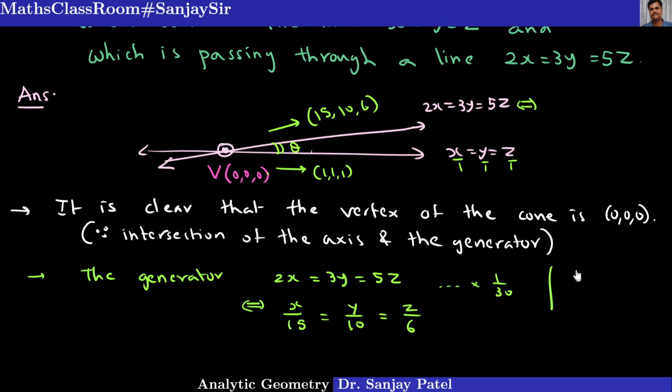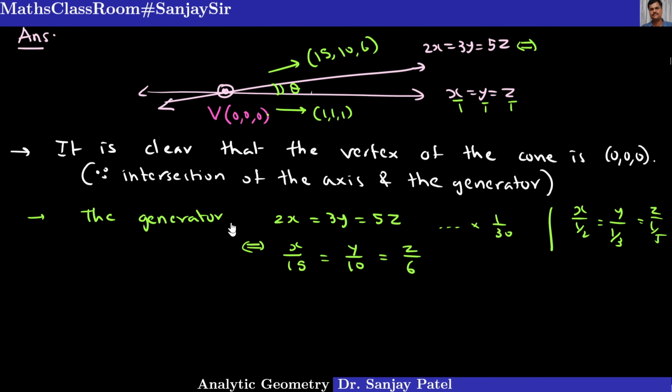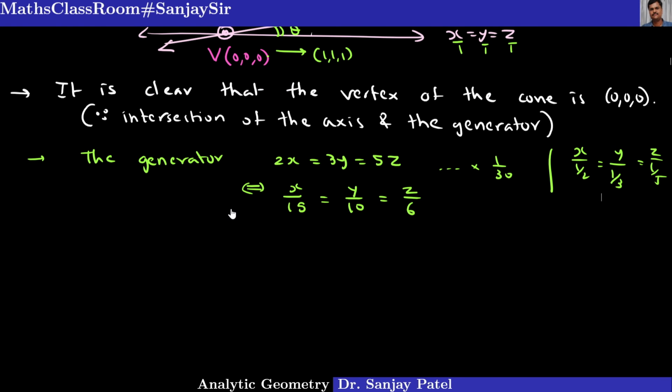I am showing you another way. x upon 1 upon 2, y upon 1 upon 3 and z upon 1 upon 5. But we do not want to work with fractions, so I am writing this in the integer form by dividing the whole equation by the LCM 30. Okay, so we have the two directions, the direction of the generator and the direction of the axis.